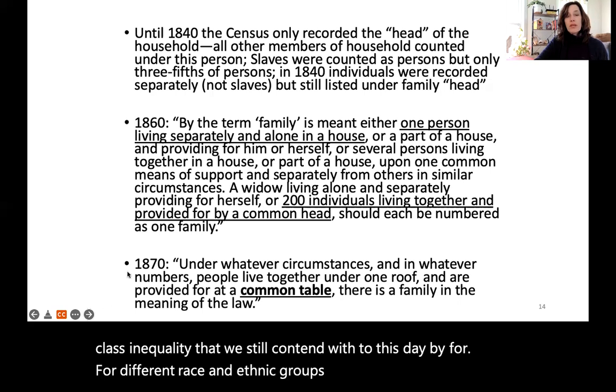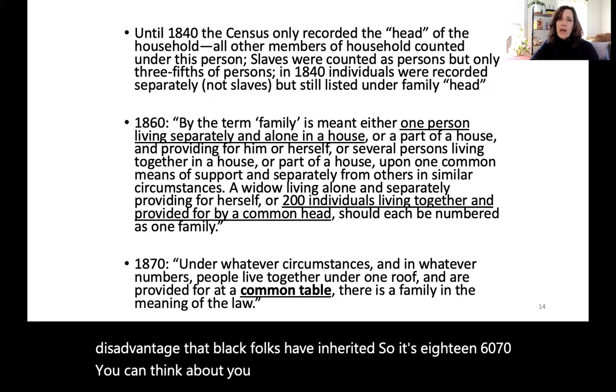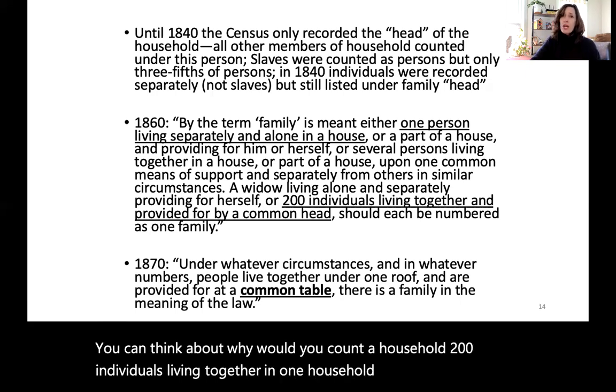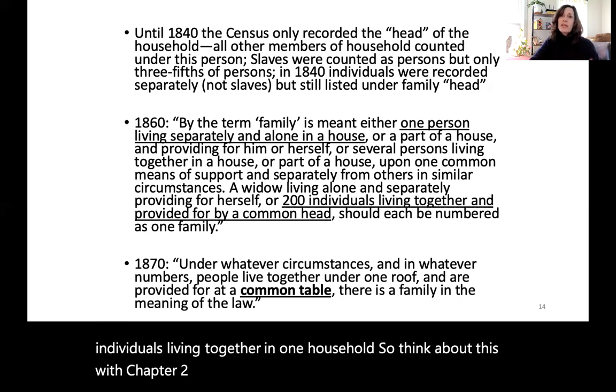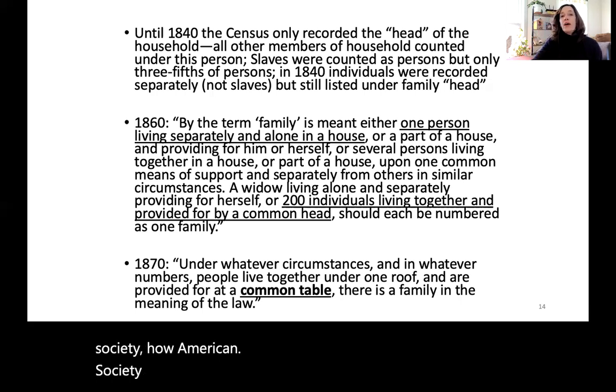And particularly economic disadvantage that Black folks have inherited. So anyways, 1860, 70, you can think about, why would you count a household, 200 individuals living together in one household? So think about this with chapter 2, which looks at the history of family, and again, how American society was developing and why that would make sense.